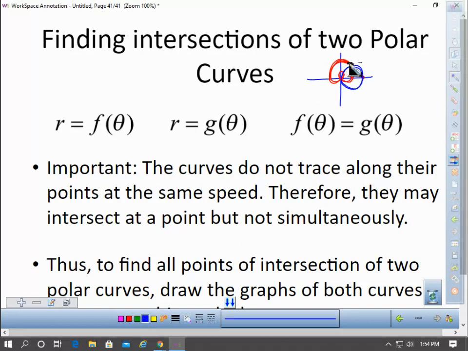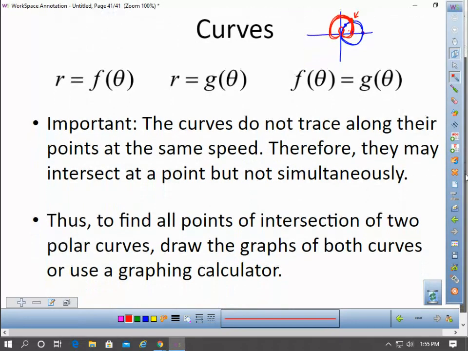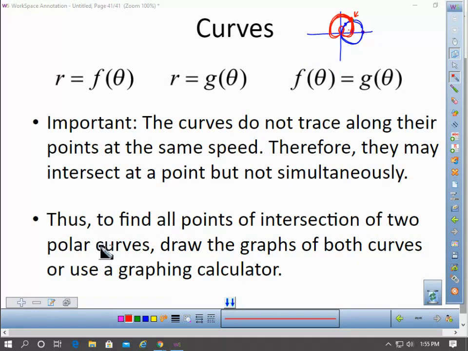If I had equations for you, you could put them in your calculator. They both start right here on the right, and then the point travels around the curve. So the circle may be already over here by the time my limacon gets to here. They're not going to pass through this intersection point at the same time, but they still have an intersection point there, is what I'm trying to say. They don't trace along their curves at the same speed, so they may intersect at the point, but not simultaneously.